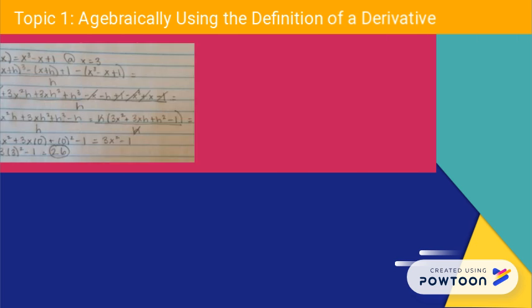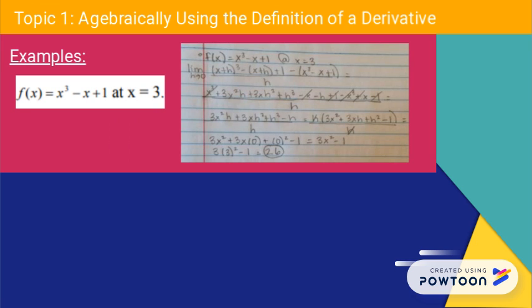So in this next example with the function x cubed minus x plus 1 at x equals 3, what we're doing is finding the derivative of f of x, and then after finding the derivative of f of x, we are plugging in 3 for x to find the derivative at specifically that point, and the answer is 26.